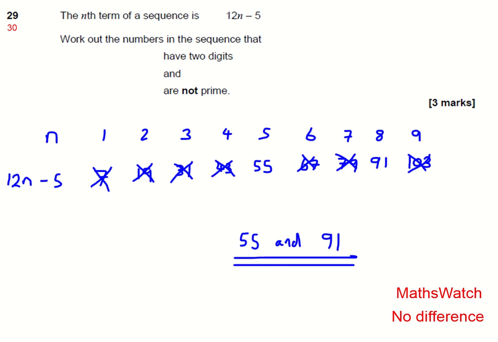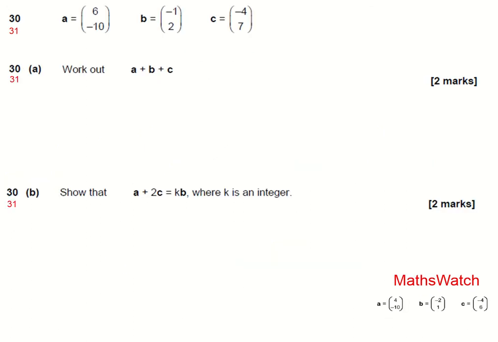And finally, question number 30. We have 3 vectors. A is the vector 6, minus 10, B is the vector minus 1, 2, and C is the vector minus 4, 7. Work out A plus B plus C. That means we're taking these vectors of 6, minus 10, minus 1, 2, and minus 4, 7, and we are adding them together.